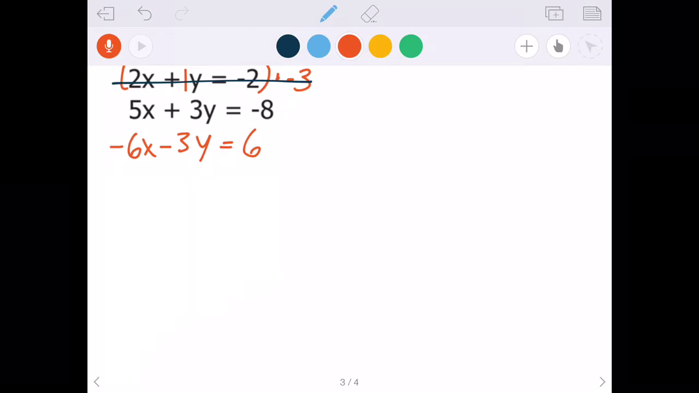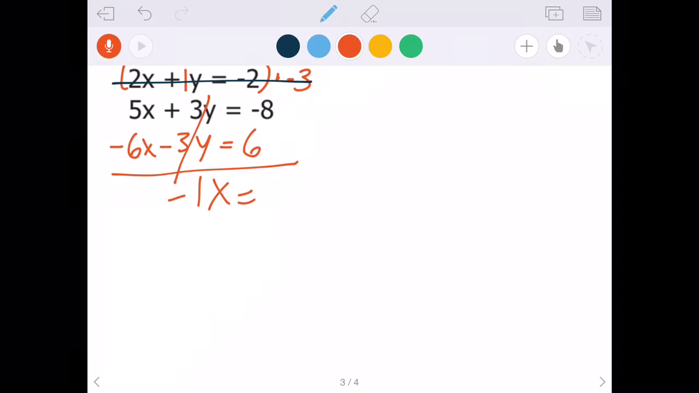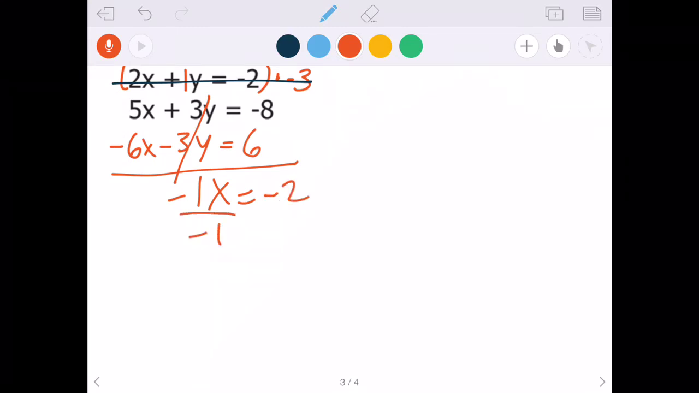So now if you see, I can now eliminate those 3y's. So 3y minus 3y is 0. That's what I'm trying to do. I'm trying to eliminate that. So then what's left is 5x minus 6x, which is -1x. -8 minus 6 is -2. So just go ahead and solve for x, and you should get x equals +2.